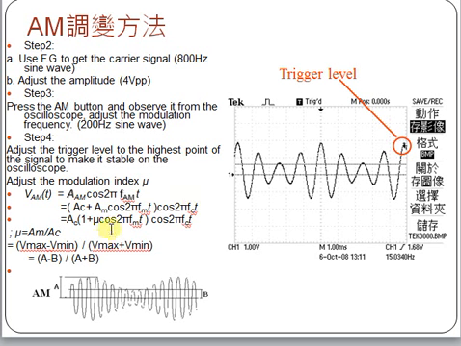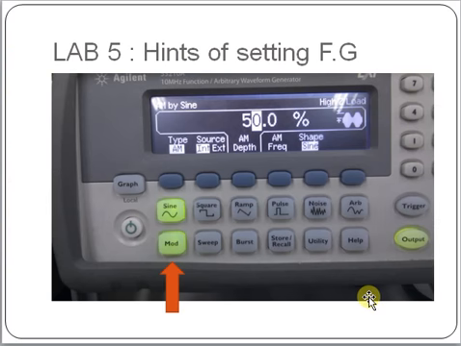After some calculations, you will see that the mu here, which is our modulation index, is equal to AM divided by AC. Here's a little reminder. The modulation function is activated when you push the button mod.